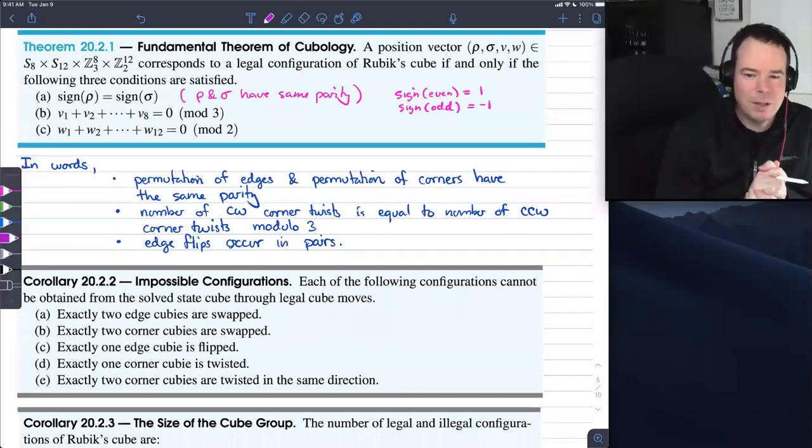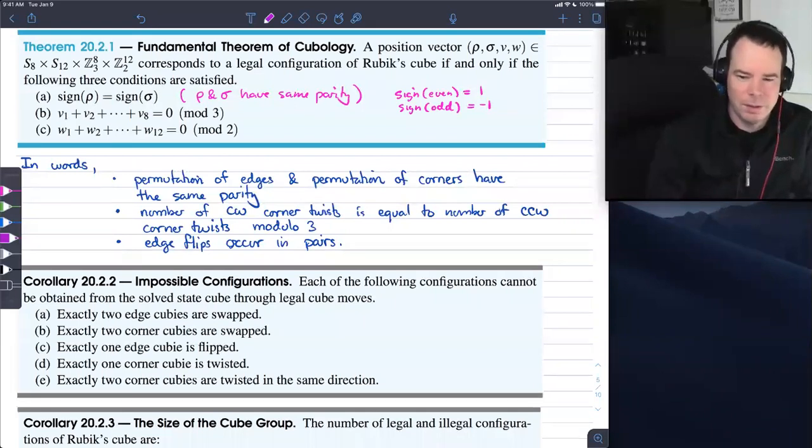But here I'm saying, can we have a move that just swaps two corner cubies and leaves everything else where it started? The answer is no, because that would be an odd permutation of corners, while an identity or an even permutation on the edges.